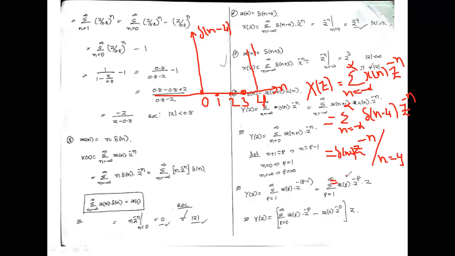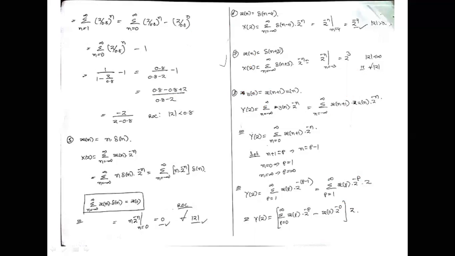At n equal to 4, the value of delta is 1 and z power minus 4 becomes 1 by z power 4. Except z equal to 0, all values exist here, because when z is 0, 1 by 0 is infinite. So the entire z plane is the ROC, except z equal to 0. Okay.